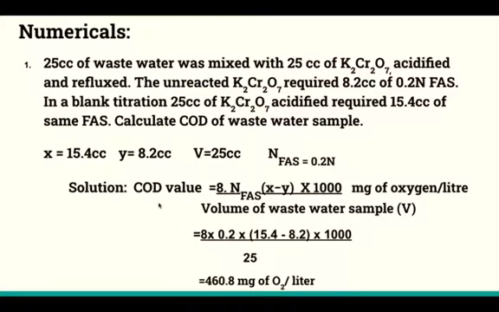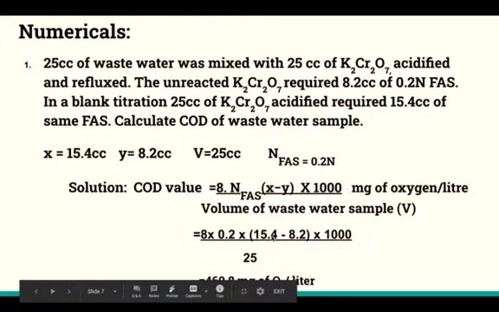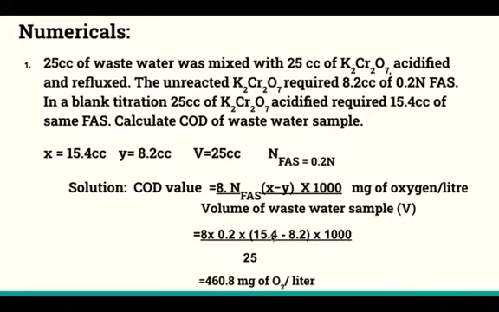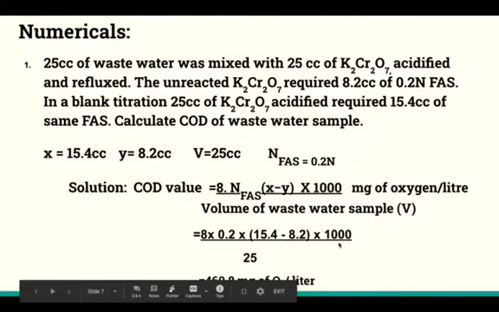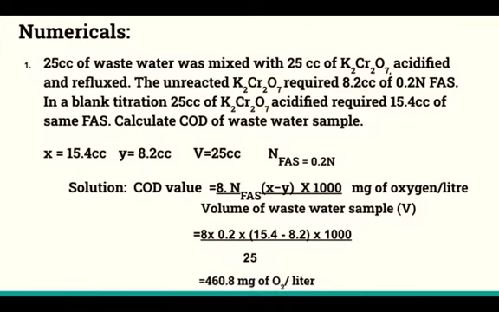So the solution will be: COD value is equal to 8 into normality of FAS into X minus Y into 1000 divided by volume of wastewater sample, that much milligram of oxygen per liter. That is 8 into 0.2 into, substituting the values for X and Y, 15.4 minus 8.2 into 1000 divided by the volume of wastewater sample taken, 25 cc. So you will get the answer as 460.8 milligram of oxygen per liter.